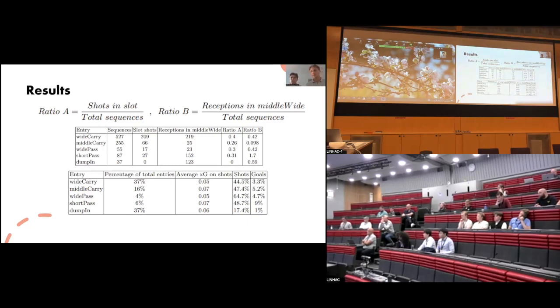dumping. And here we could also refer back to the statistics we extracted from the dataset, where we saw that the short pass actually was the entry type that led to the most goals.